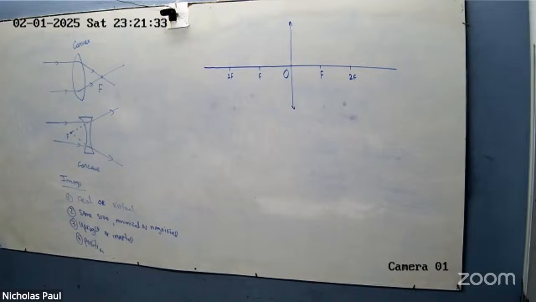I am going to tell you when to put it on, whenever you figure it out. O to F is 3 centimeters, O to 2F will be 6, of course, right? Do it exactly. And then I will tell you where the object is going.